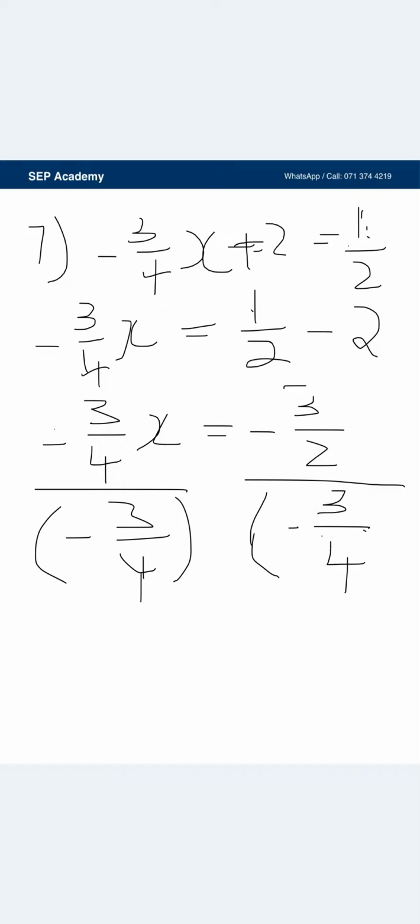Negative that over that, just so that this will cancel completely with that, and then you have your x, which will be equal to, you can now try to punch that on your calculator, where you say negative 3 over 2 divided by, in the brackets, negative 3 over 4, and that is equal to 2. So that's how you would work it out.